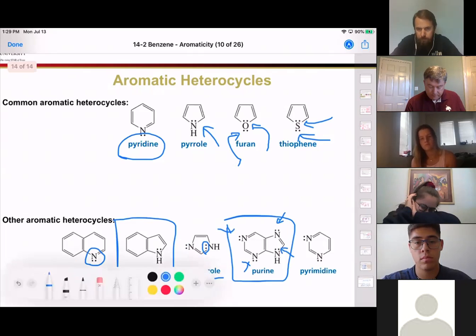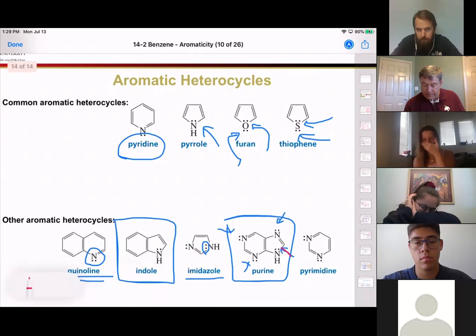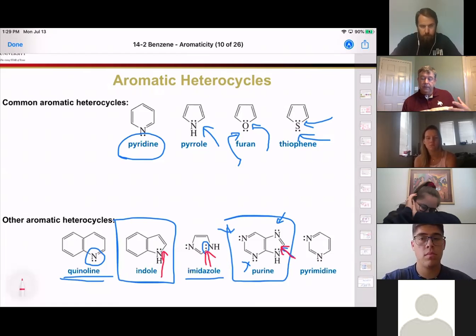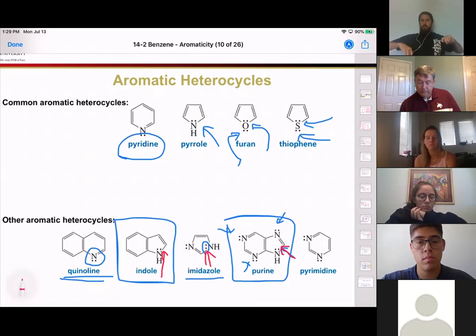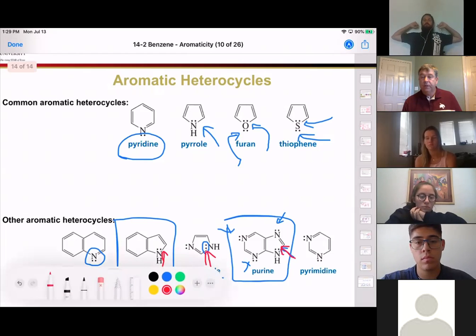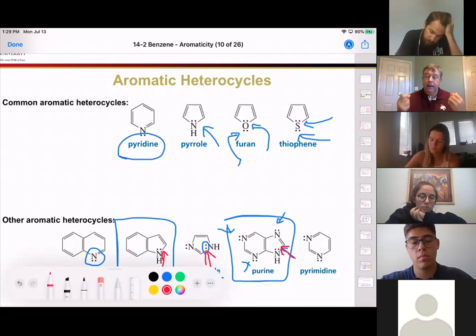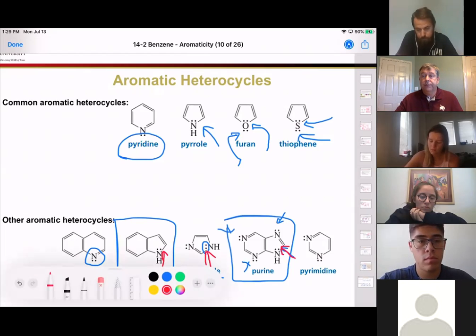So let me draw them in red. These contribute, and these contribute to the aromaticity. The other electrons don't. Okay, so you should be able to see now what the 4 rules for aromaticity are, how to find those electrons, and how to meet all 4 requirements to gain aromaticity in our aromatic compounds.